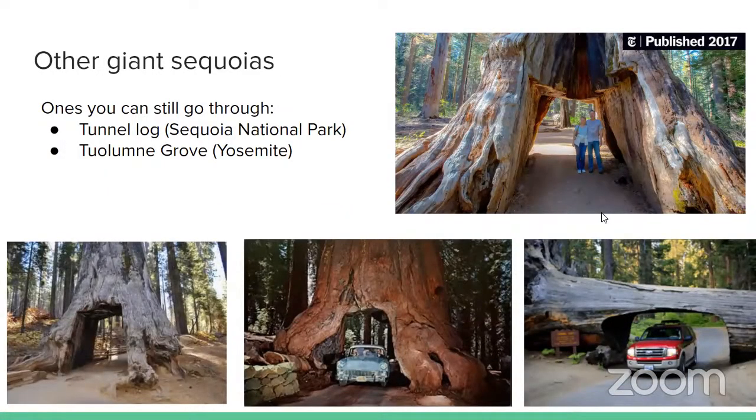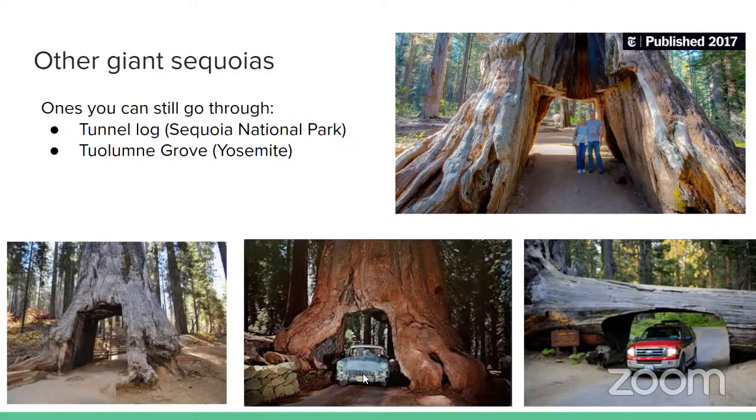Now, there are other giant sequoias. You can find them in Sequoia National Park. You can also find them in Yosemite. You can find them out west in general. I think it's super fun that there are some that they have literally built tunnels through. So I have listed their locations for you in case you want to plan a tree-themed vacation. The tunnel log is in Sequoia National Park, and Tuolumne Grove is in Yosemite.